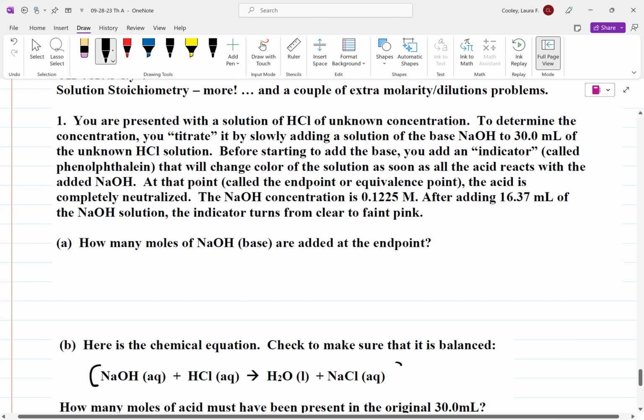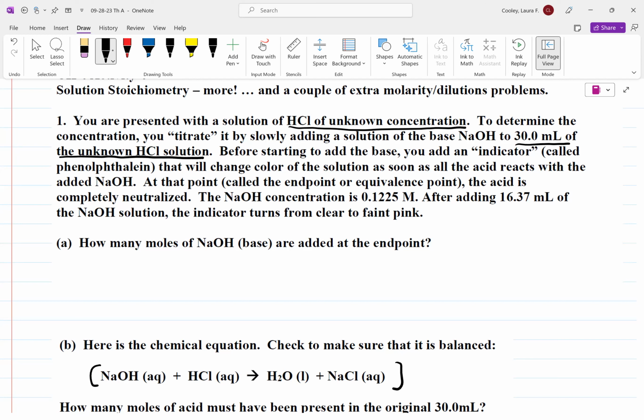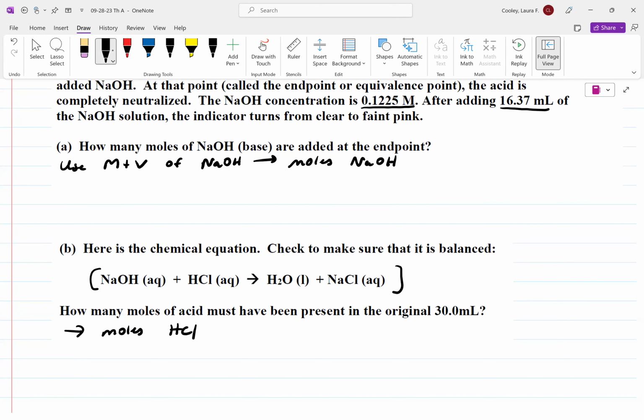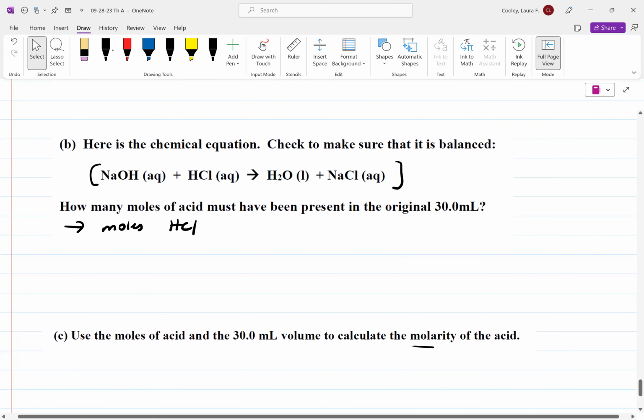The reaction is written here. Okay, it's already balanced. So this is a very straightforward problem: you have HCl of unknown concentration. You start with 30 milliliters of the unknown HCl. You add an indicator. And here it tells you the concentration of the NaOH and the volume of the NaOH. So you're going to use the molarity and volume of NaOH to get the moles of NaOH. When you're done with that, you're going to get the moles of HCl from that. And finally, you'll calculate the molarity of the HCl. So why don't we just do this problem?